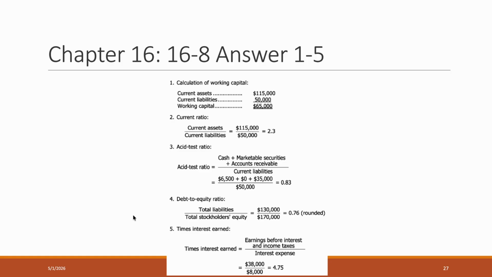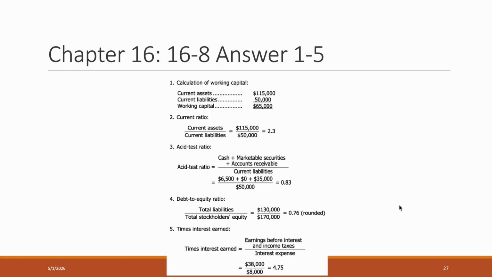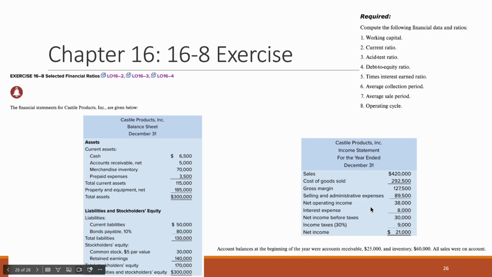Now for the final one of answers 1 through 5, we're going to look at the times interest earned. So this is going to be EBIT, earnings before interest and income taxes, divided by your interest expense. So your EBIT is going to be $38,000 divided by $8,000. All right. So you can see over here, your net operating income is going to be $38,000. Sorry, and your interest expense is given to you in the income statement, $8,000.